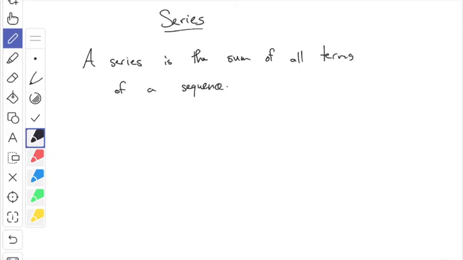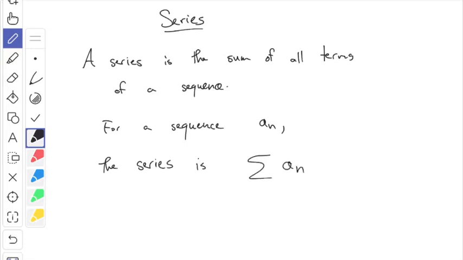So for a sequence, which we usually write like a sub n, the series associated to that sequence is the sum of a_n. And when we write the sum, typically we'll write something like n equals 1 to infinity. The sum of a_n's.